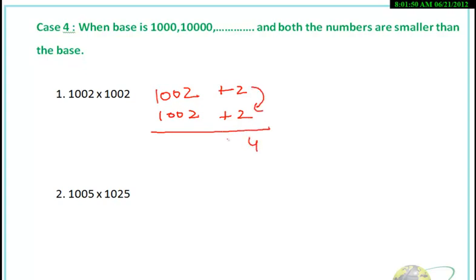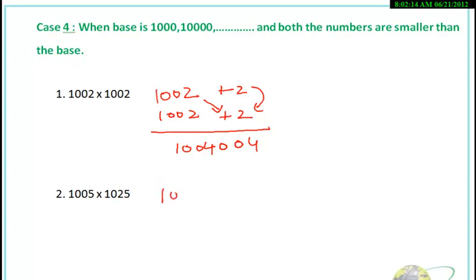But we have already discussed we should be careful about the base. Since there are 3 zeros in 1000, with this multiplication we have to fill up 3 digits. So we have to put 2 zeros over there, and the remaining calculation is same. 1002 plus 2 is 1004. The very big number, but very fast, very interesting, very quick calculation.